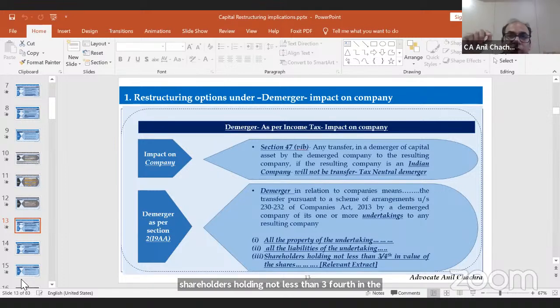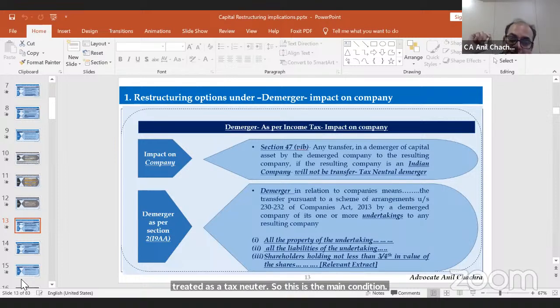The same condition applies: if I am getting shares in exchange of shares, it will not be treated as a transfer. If I am getting cash or bonds in exchange of shares, that will be treated as a transfer and it will not be a tax neutral demerger. So this is the main condition. The demerger has been defined under section 2, clause 19AA.